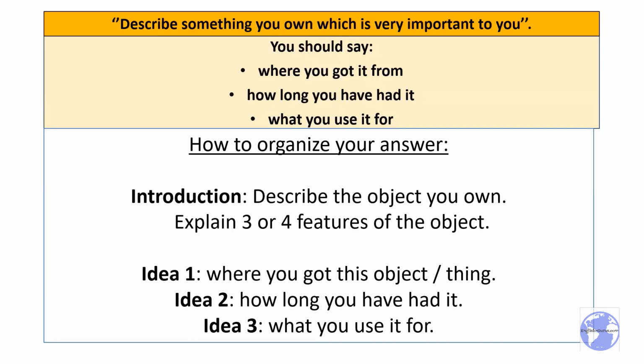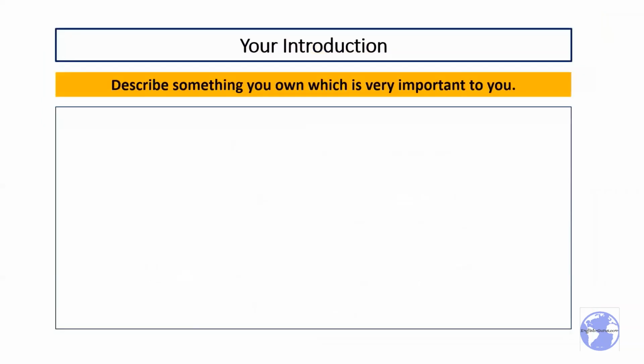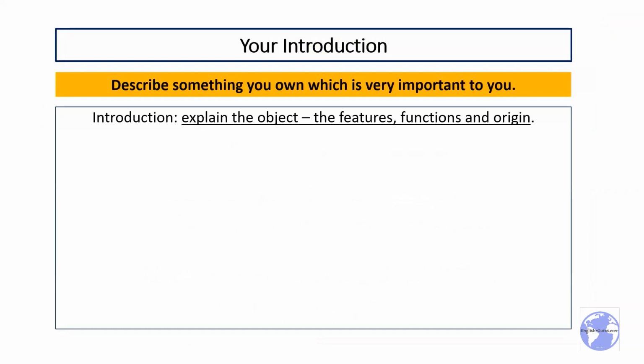So you're going to describe the object you own with 3 or 4 features, and then 3 ideas based on the bullet points. So idea 1, where you got this object or thing. 2, how long you've had it. And 3, what you use it for. In your introduction, you can explain and describe the features, the functions, and the origin of your object.